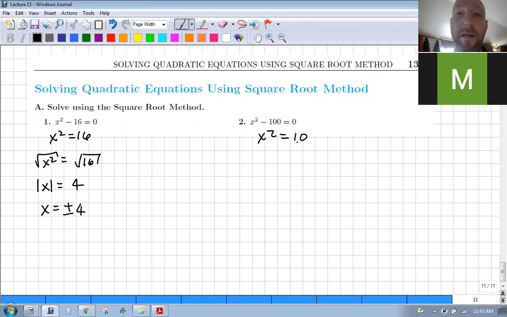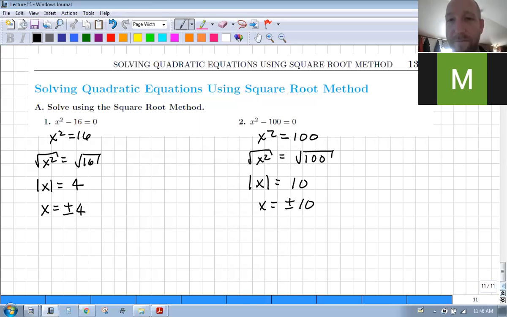Over here, add 100 to both sides. Square root both sides. Square root of x squared is the absolute value of x. Square root of 100 is 10. So x is plus or minus 10. Not bad, right?